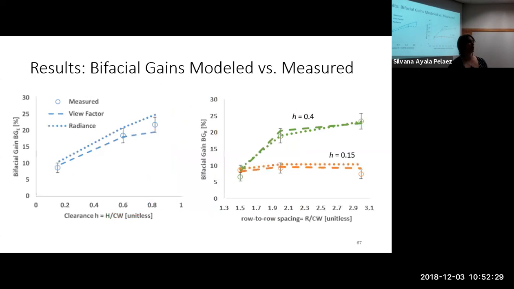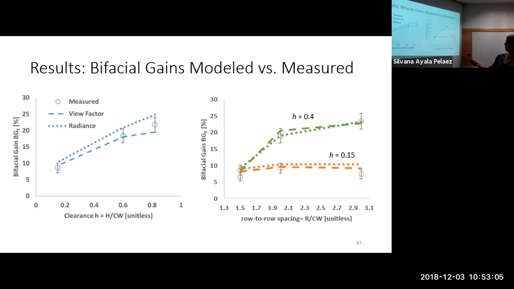Those results were published recently in the Journal of Photovoltaics, and this compares different heights, so when we move this testbed up, and the row-to-row spacing on the right. We are comparing the view factor and the radiance model from NREL. The circles are the measurements that we took, with the uncertainty of the measurements. In general, the models fall within the uncertainty of the measurements, which is good. So this helps us say, okay, we're close.